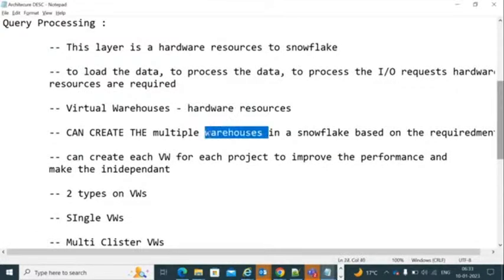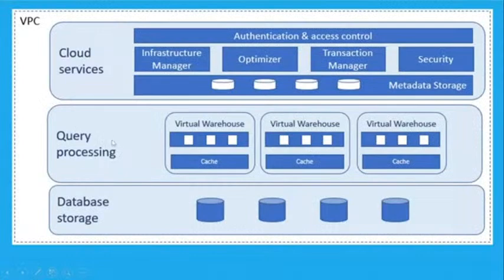You can create multiple virtual warehouses. Till here you are clear? See, this query processing layer is a virtual warehouse, which is a compute layer, and this is a hardware resource for your Snowflake. It is required to process all the requests in your Snowflake. The requests may be submitting workloads or queries, retrieving data from Snowflake, or loading data into Snowflake. To process all these requests, your virtual compute warehouses, which are hardware resources, are required. Till here, this is the basic concept of the query processing layer. Is this clear or not? If you are clear on this, next I will go into the next points in the query processing layer.